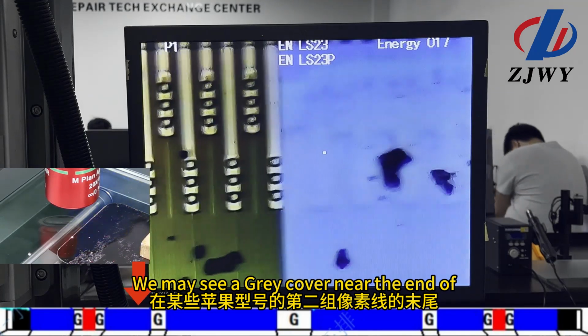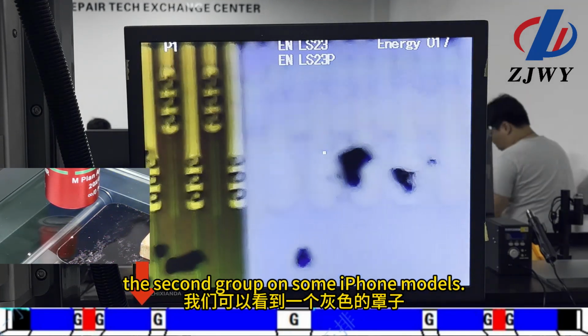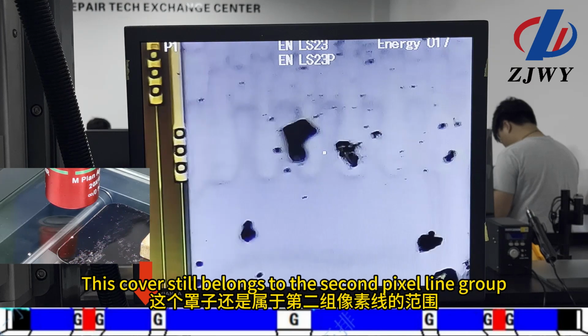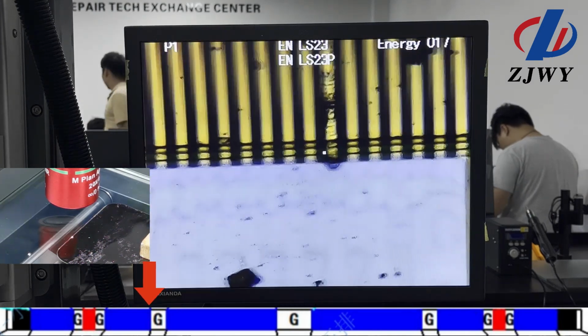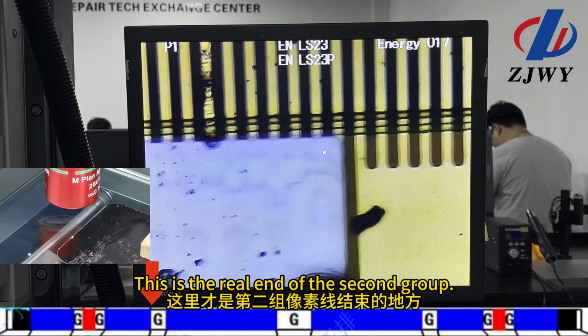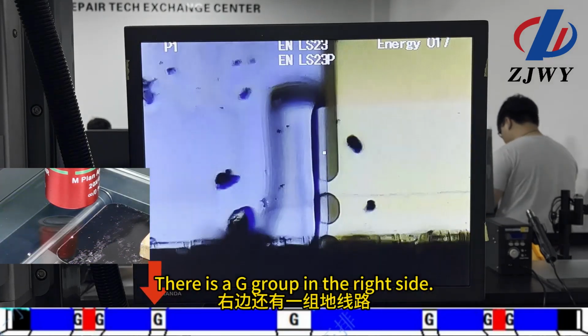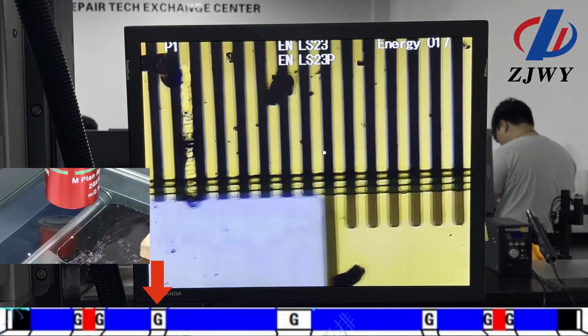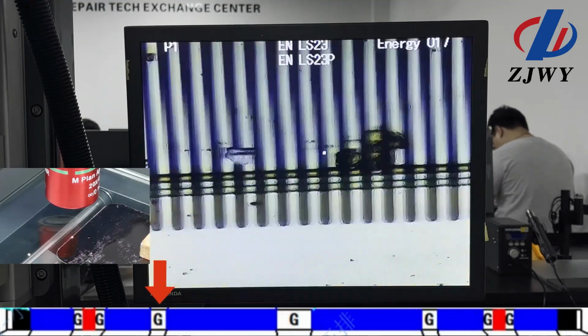We may see a gray cover near the end of the second group on some iPhone models. This cover still belongs to the second pixel line group. This is the real end of the second group. There is a G group in the right side. This G group is VDD.